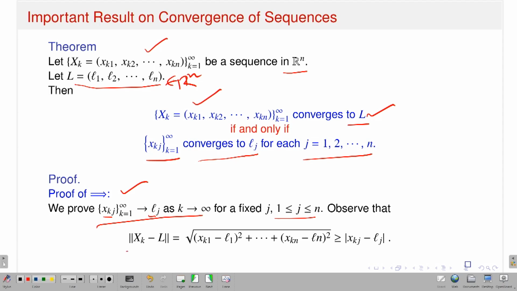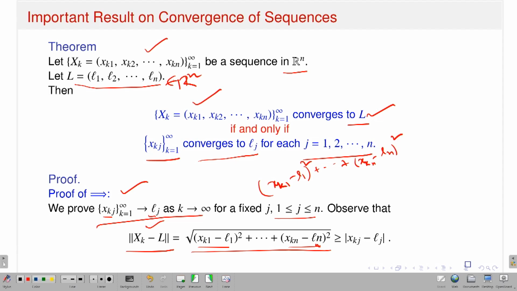Now, if I compute the distance between capital Xk and capital L, which is nothing but the norm of Xk minus L, by the definition it is nothing but the square root of (Xk1 minus L1) squared plus dot dot dot plus (Xkn minus Ln) squared. I think the n in Ln should be a suffix. Okay. Now, you see this is the sum. So, that is what I have: (Xk1 minus L1) squared up to (Xkn minus Ln) squared.